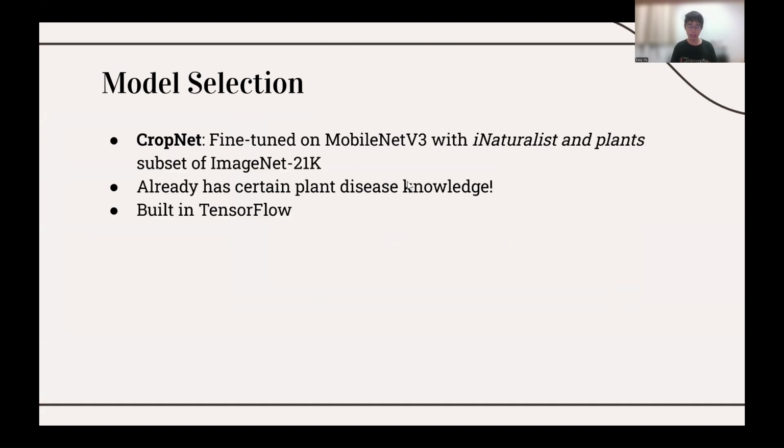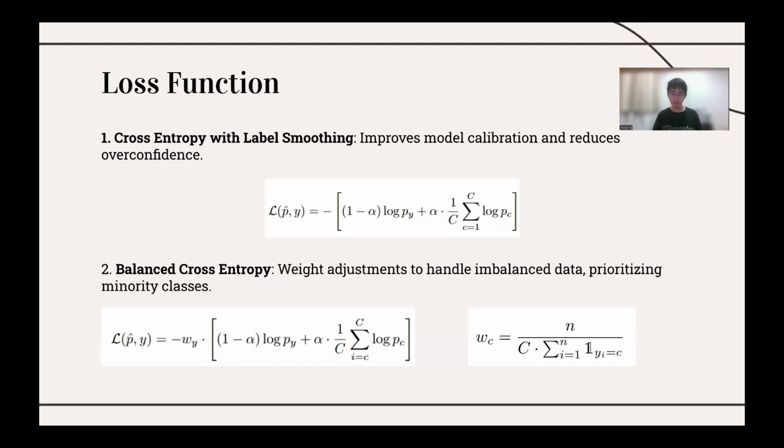And finally, we selected CropNet as our third pre-trained model. This model is fine-tuned on MobileNet with plant disease knowledge. However, this model is built with TensorFlow. So for training this model, we need to use Keras. Next, we try to define the loss function.